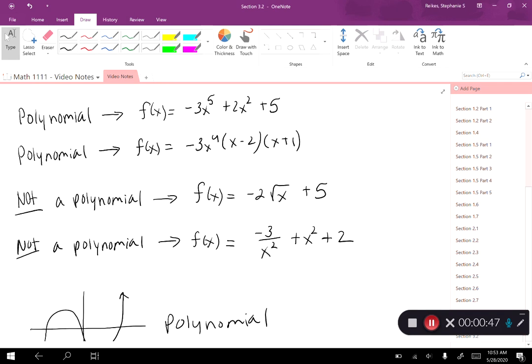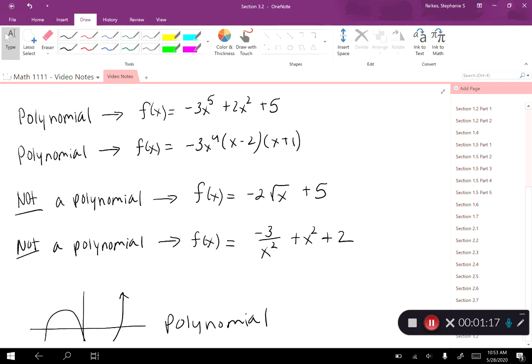The first example is a polynomial, f of x equals negative 3x to the fifth plus 2x squared plus 5. This polynomial is in general form. Let's take a look at the next example. That is also a polynomial. F of x is equal to negative 3x to the fourth times x minus 2 times x plus 1. This again is a polynomial, however this time it is in factored form.